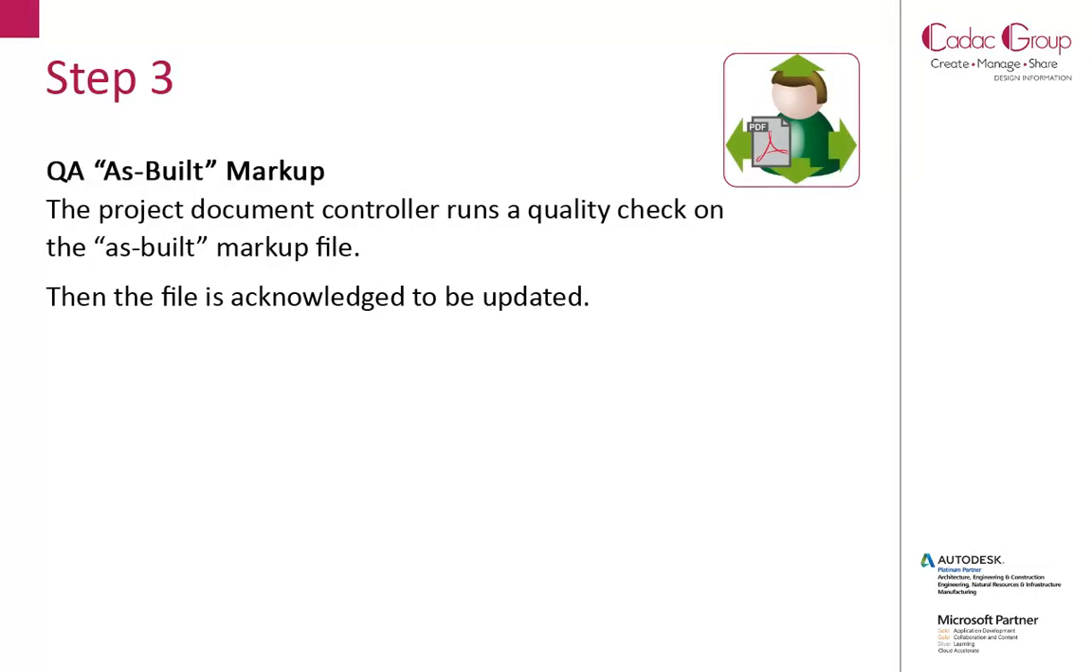Step 3. QA as-built markup. The project document controller runs a quality check on the as-built markup file. He acknowledges the file and then initiates the update work.